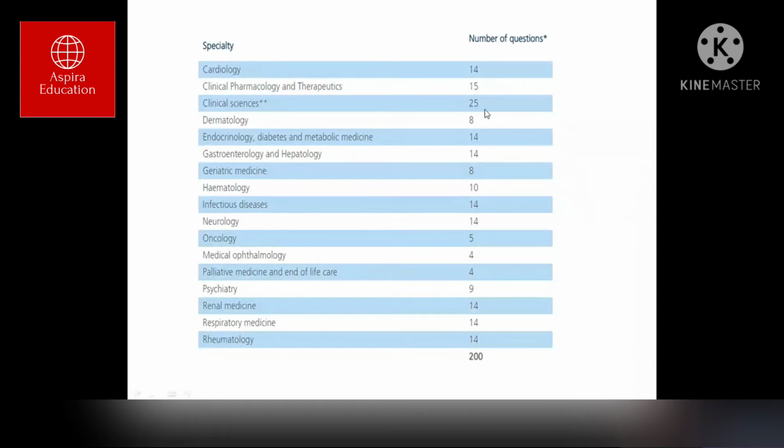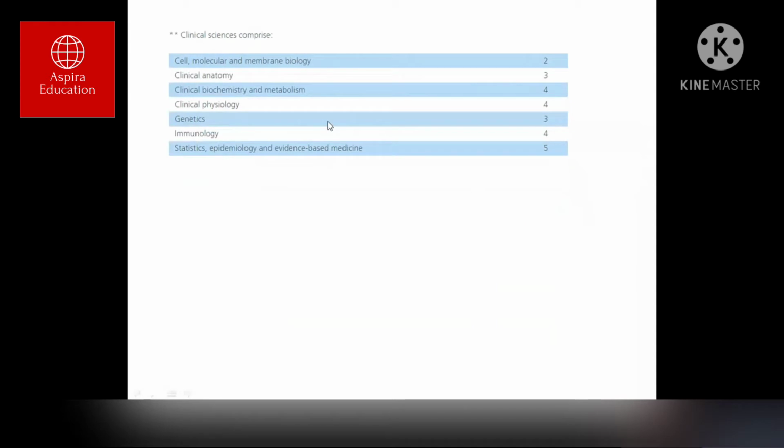Constitute about 25 questions out of 200 for the MRCP Part 1 exam. And among the clinical sciences, we have seven subheadings. So we have already covered cell, molecular membrane biology, clinical biochemistry, clinical physiology, genetics, and immunology in our previous lectures. So today we'll be covering the clinical anatomy and the statistics.